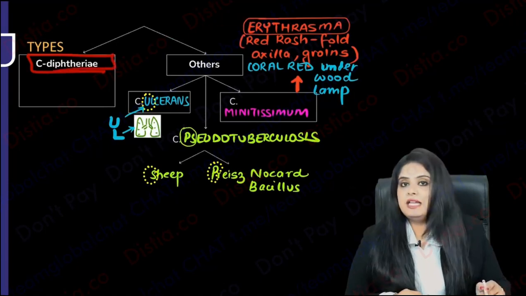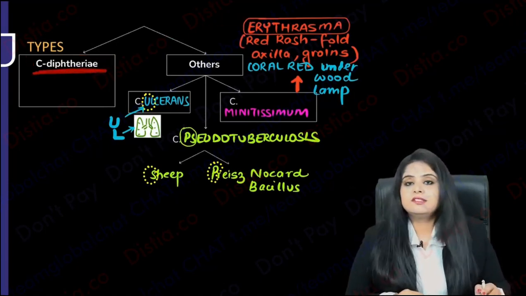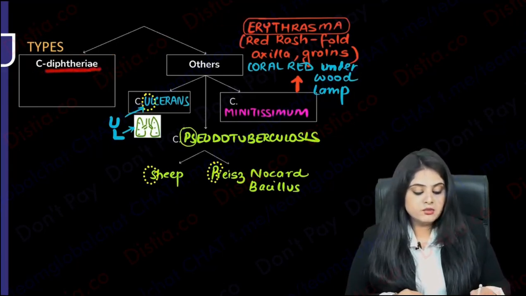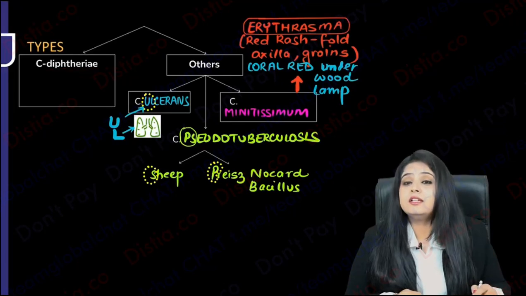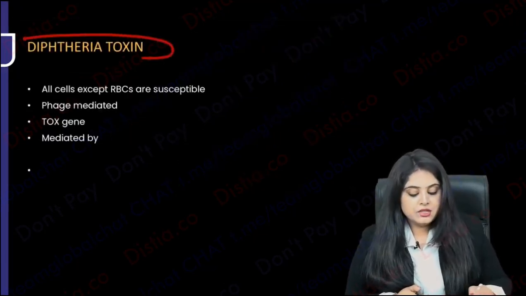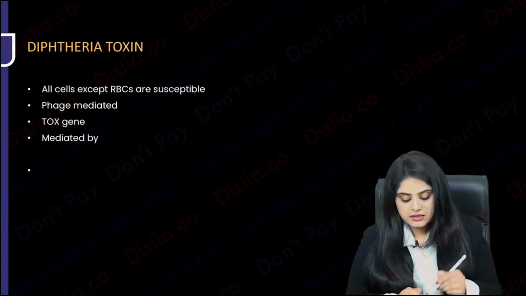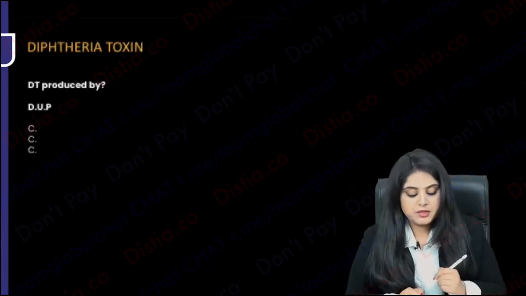Now let's come to the main one, that is Corynebacterium diphtheriae. Before I go into the details, a common sense question: what does Corynebacterium diphtheriae release? You say, ma'am, diphtheria toxin. There is no rocket science in this. It is going to release diphtheria toxin, and diphtheria toxin is not just released by Corynebacterium diphtheriae. Let's start your story from here.